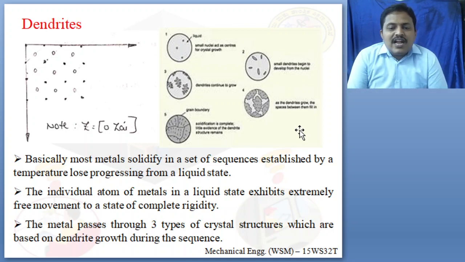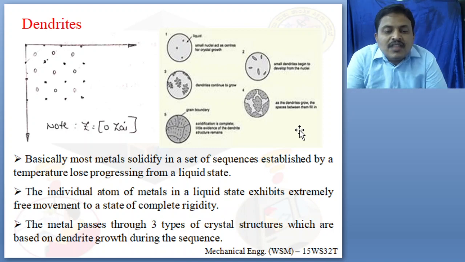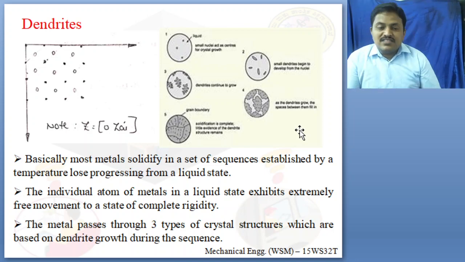Individual atoms of a metal in a liquid state exhibit extremely free movement, moving to a state of a completely rigid body. The metal passes through three types of crystal structure, which are based on dendrite growth during the sequence.